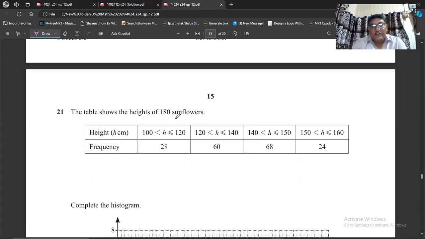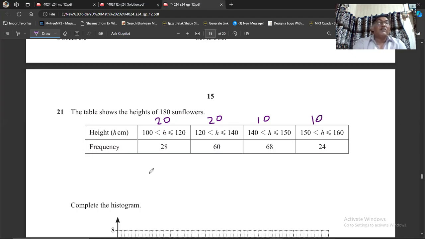How do you find the class width? From the upper boundary, subtract the lower boundary. So 120 minus 100, the class width here will be 20. 140 minus 120, the class width here will be 20. 150 minus 140, the class width here will be 10. 160 minus 150, the class width here will be 10.